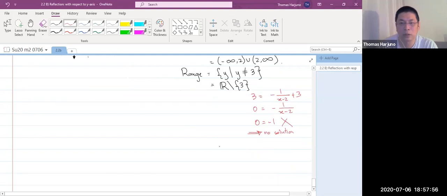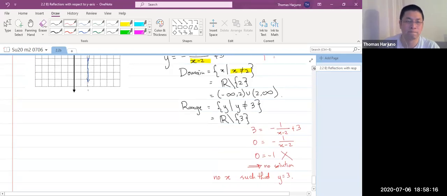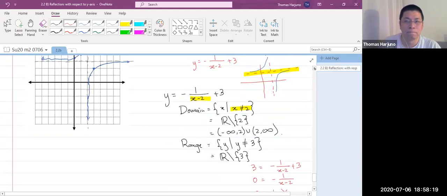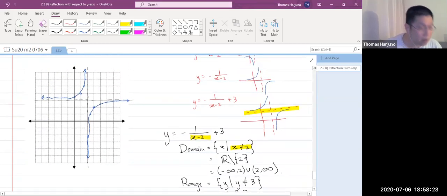In other words, no x such that y equals 3. Because no x gives you y equals 3, y equals 3 is not in the range. Okay, now that's the later part of 2.2.